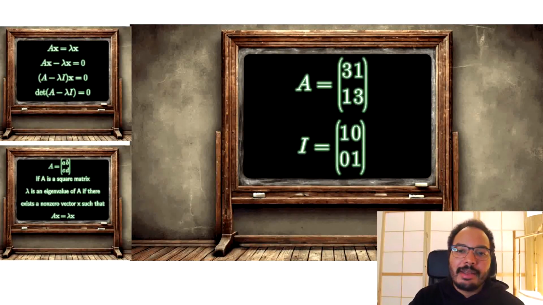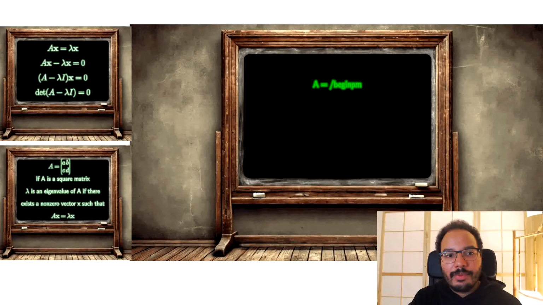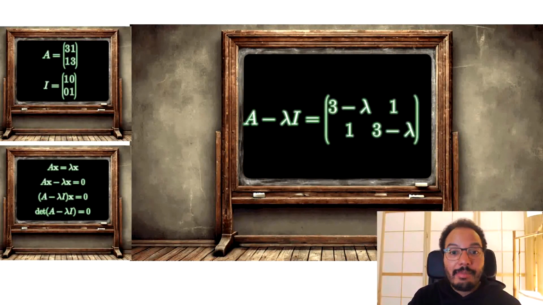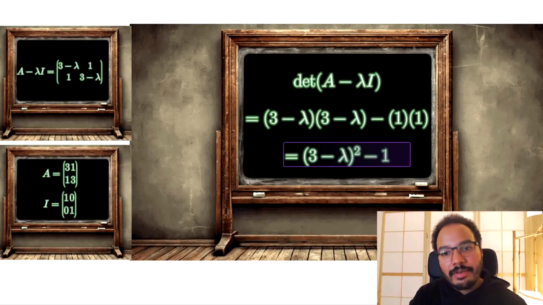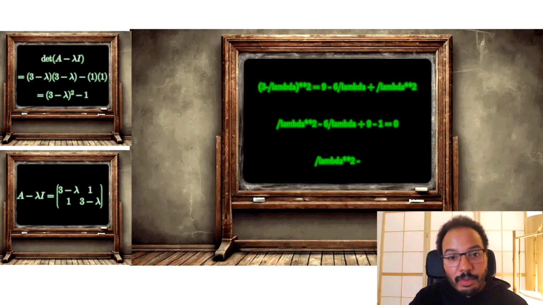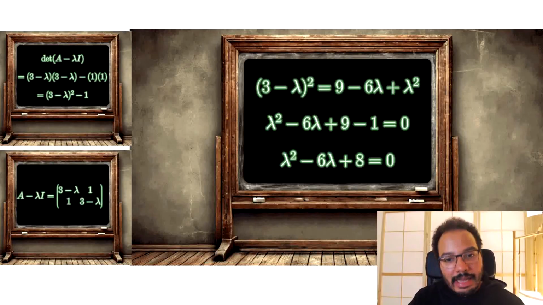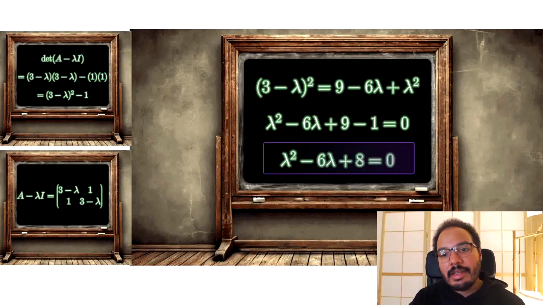Okay, let me define a sample matrix over here, like 3, 1, 1, 3. And the identity, as we know, has 1s on the diagonal. Let's first apply A minus lambda I, which would lead to this matrix: 3 minus lambda, 1, 1, 3 minus lambda. Next, let's apply the determinant to A minus lambda I, which will result in (3 minus lambda) squared minus 1. Next, we can further expand this result, which will give us lambda squared minus 6 lambda plus 8 equals 0. So a quadratic polynomial.